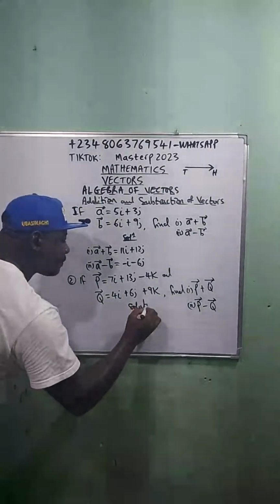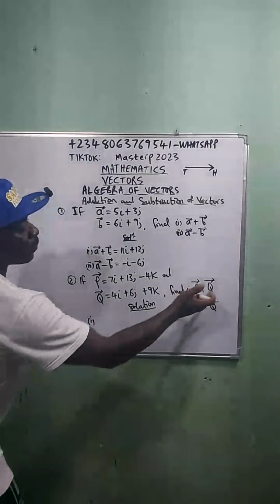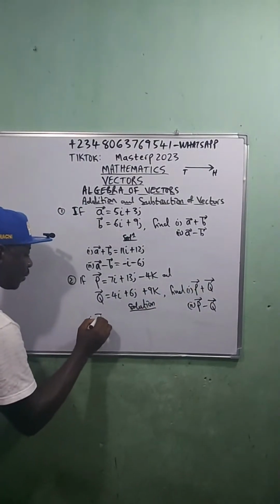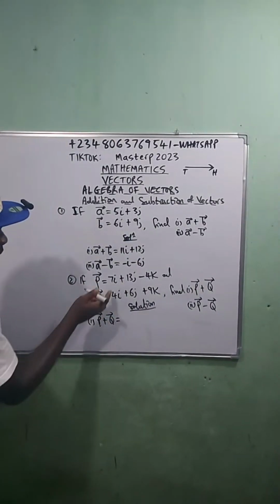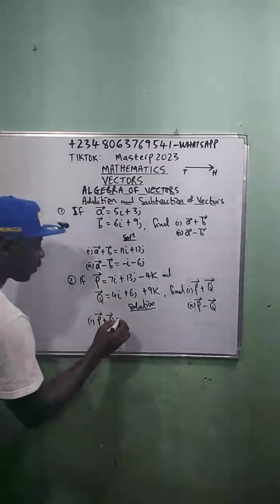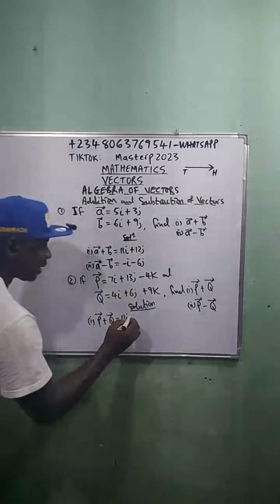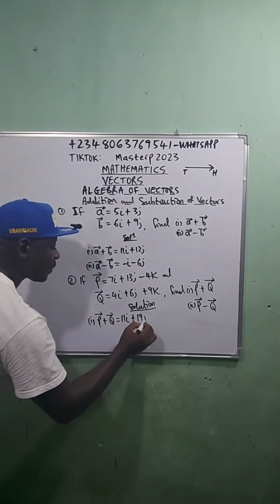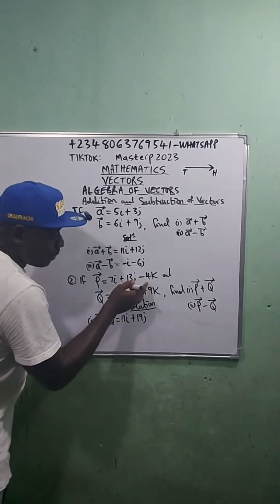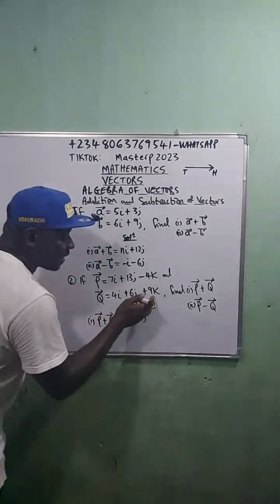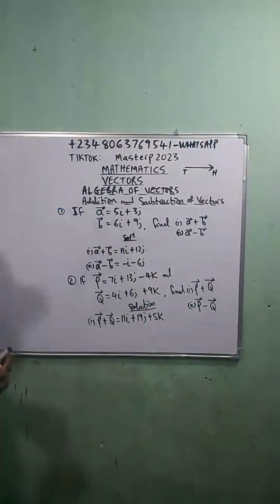Solution. The first question is vector P plus vector Q. 7i plus 4i will be 11i. 13j plus 6j is going to give us 19j. Then minus 4k plus 9k is the same as 9k minus 4k, which will be 5k. And that is the answer to that first question.